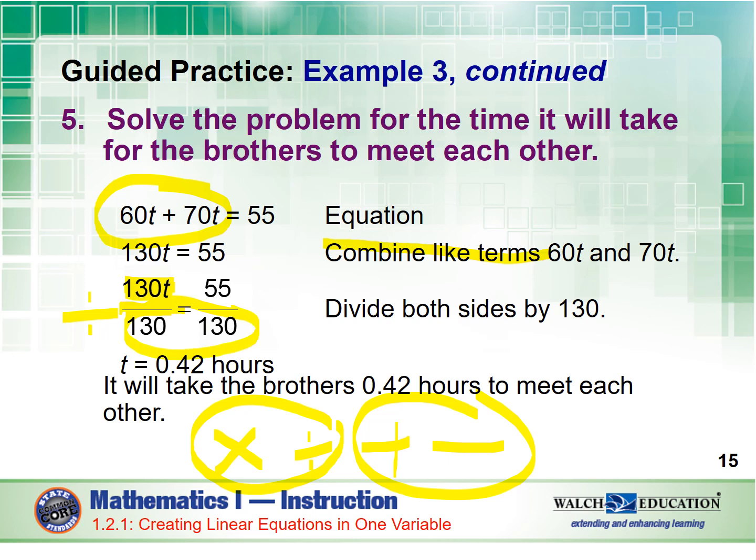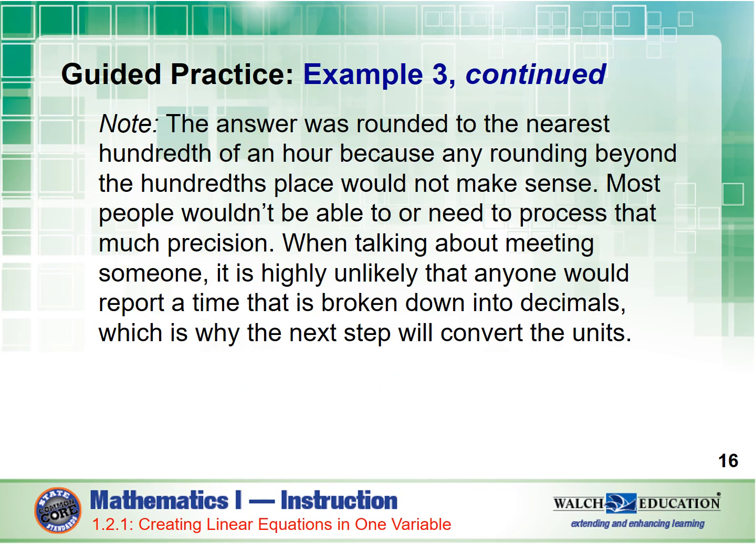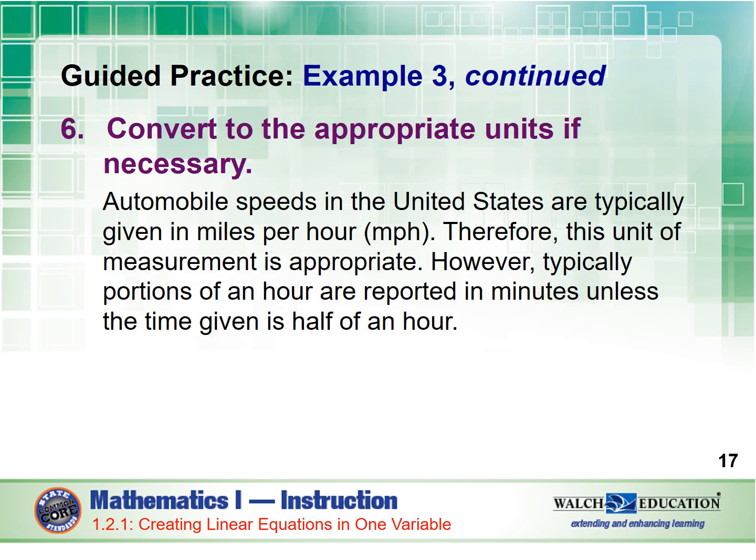So 55 divided by 130 is 0.42 hours. So it will take the brothers 0.42 hours to meet each other. Now, note the answer was rounded to the nearest hundredth of an hour because any more precision would not make sense. Most people wouldn't be able to or need to process that much precision, okay? So when you're talking about meeting someone, you're not going to tell them, I'll meet you in 0.0424789 hours. You're going to round and say, I'll meet you in about 20 minutes. And because we're saying 0.42 hours, we need to figure this out in minutes, okay?